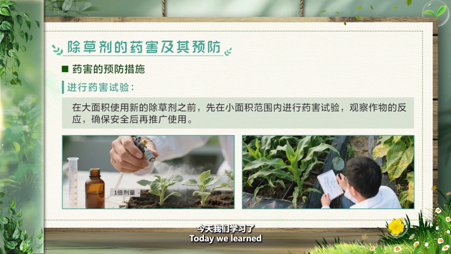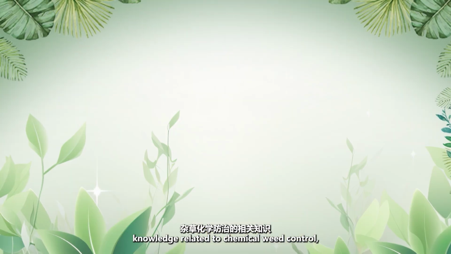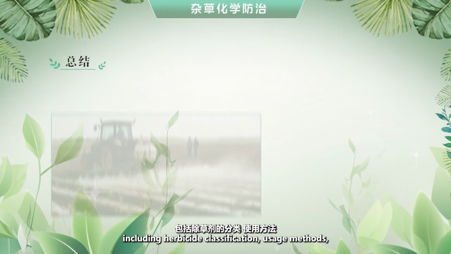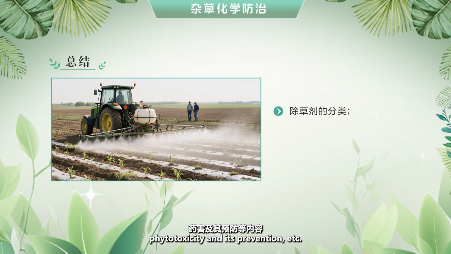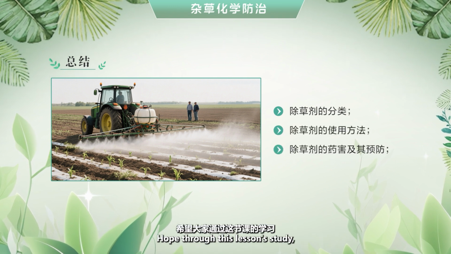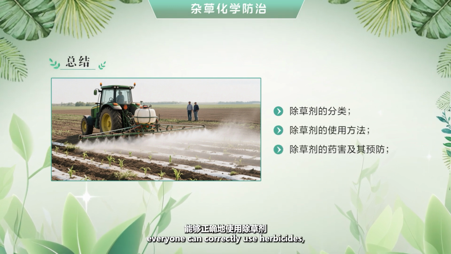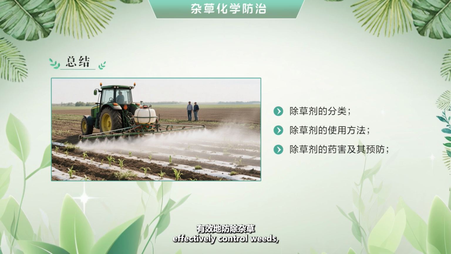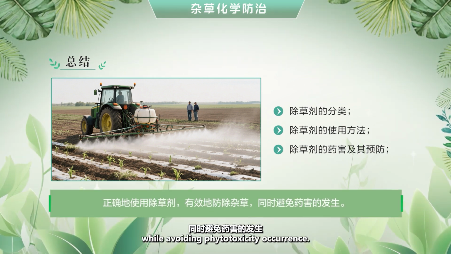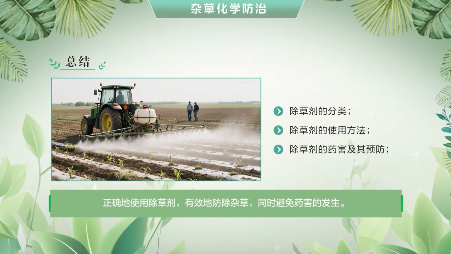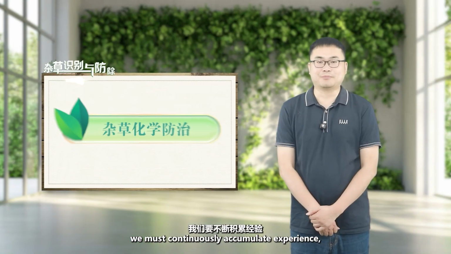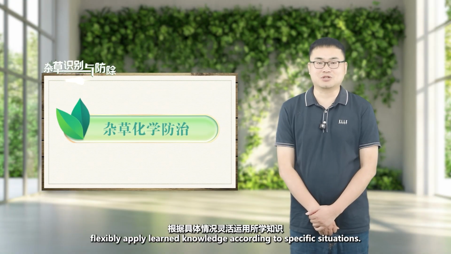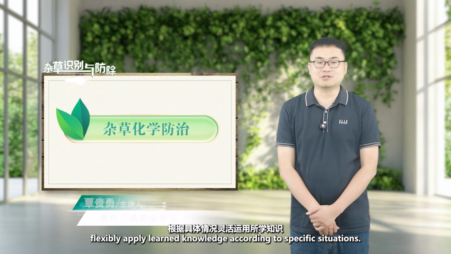Today, we learned knowledge related to chemical weed control, including herbicide classification, usage methods, phytotoxicity, and its prevention, etc. Hope through this lesson study, everyone can correctly use herbicides, effectively control weeds, while avoiding phytotoxicity occurrence. In actual production, we must continuously accumulate experience, flexibly apply learned knowledge according to specific situations.